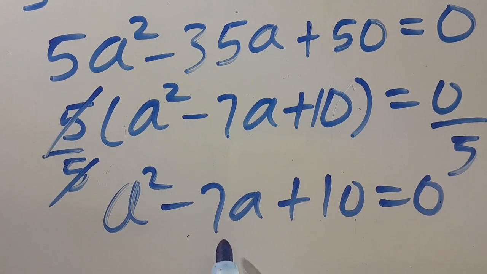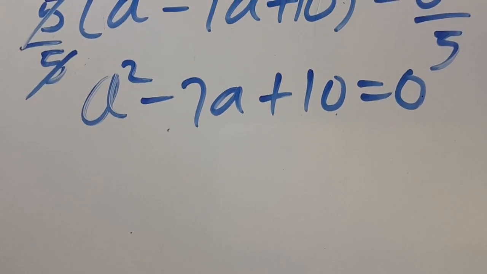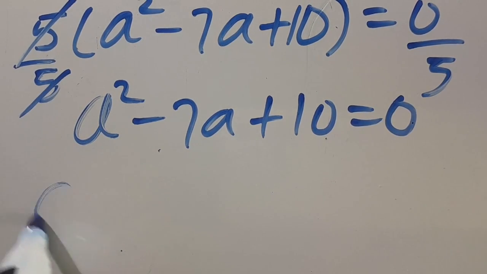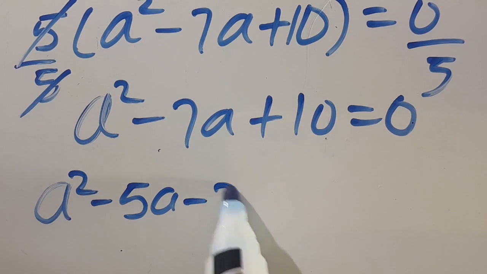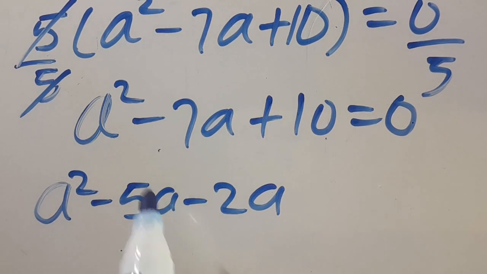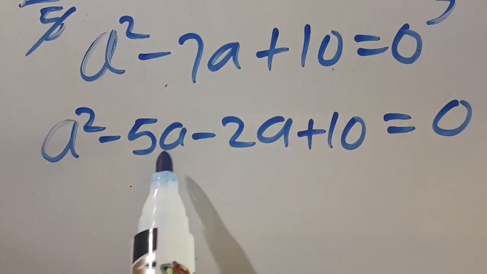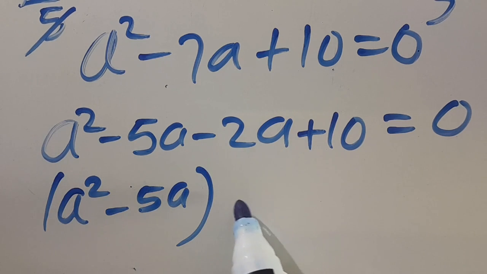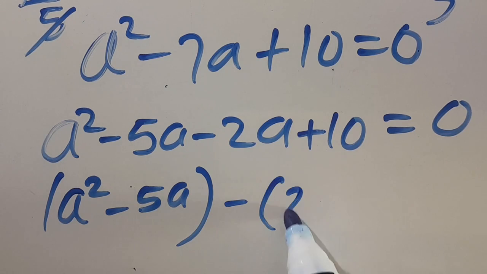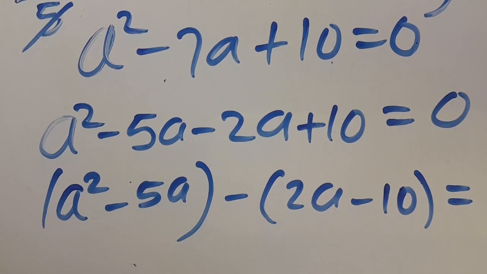So now let's solve this one by the factorization method. So from here, we have a squared minus 5a minus 2a, which will give us minus 7a. Mind you, 5 and 2 are also factors of 10. Then plus 10 equals 0. So when we now take this and group them together, we have a squared minus 5a as this. We have minus, then here will now be minus 2a. Then minus 10. We have everything equal to 0.